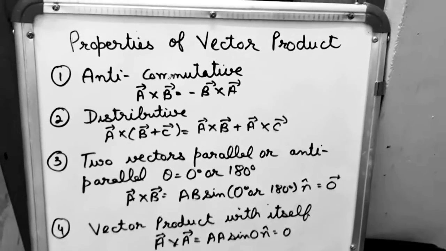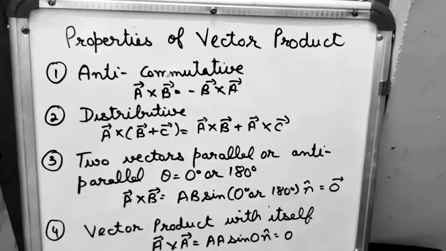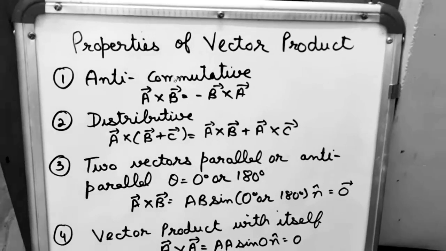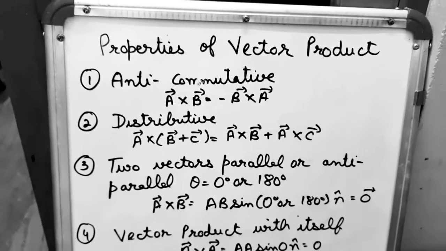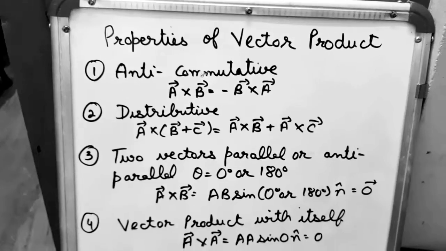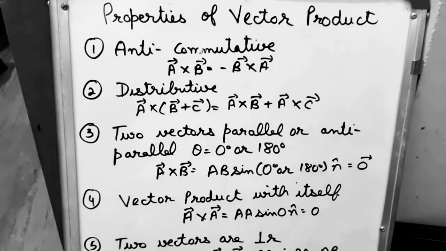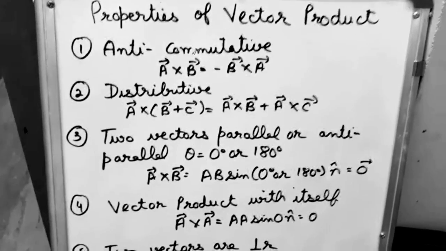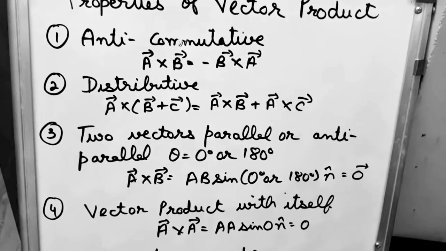Good morning students. Today we are going to start with properties of vector product. Yesterday we have done dot product or scalar product, properties of scalar product, and we have defined the vector product. Today we will start with the properties of the vector product.